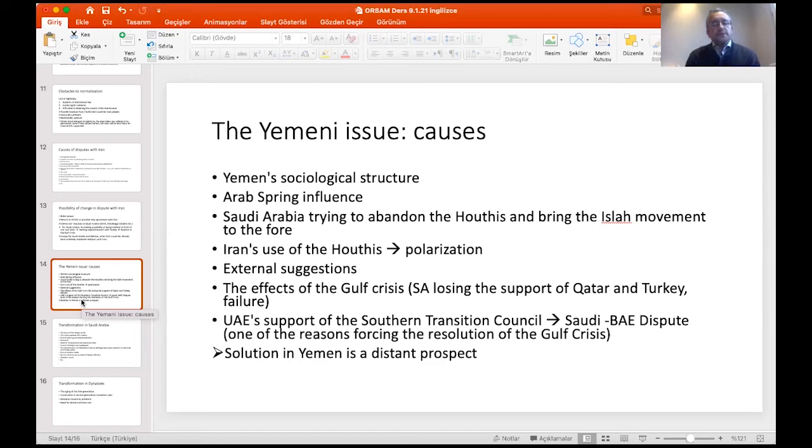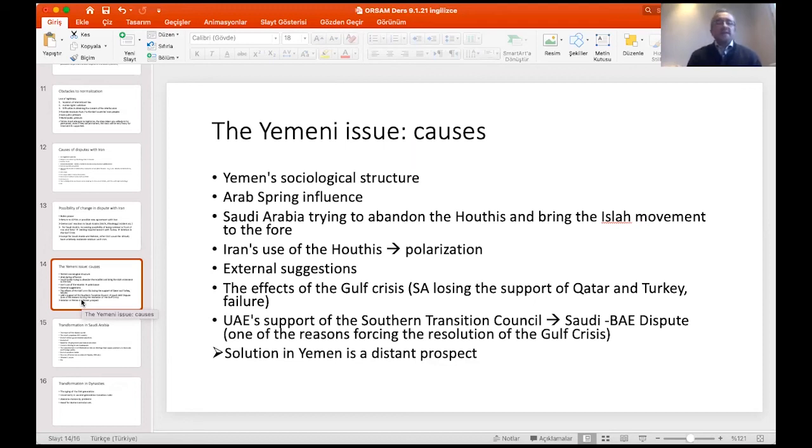A lot of sociological fragmentation has taken place in Yemeni society, maybe over centuries, but they began to clash with each other beginning from the 20th century, and nowadays it has gained another color. And then another cause was the Arab Spring influence.